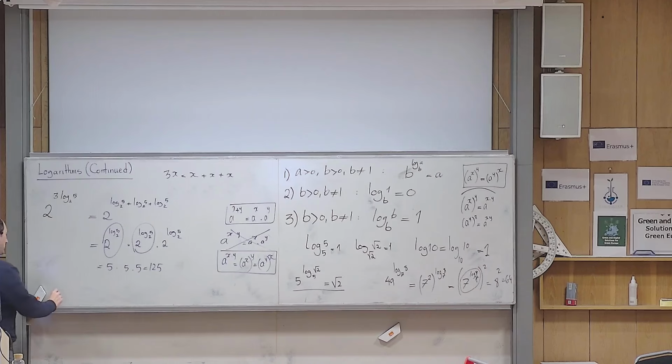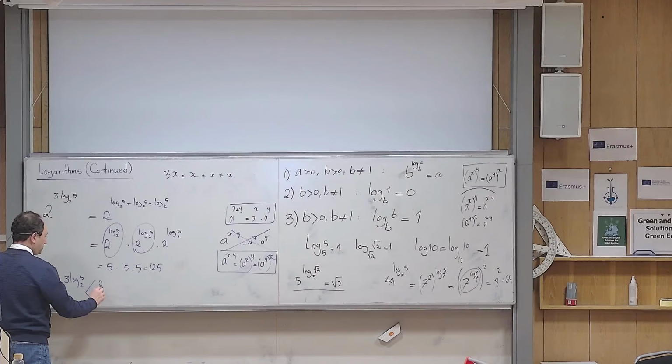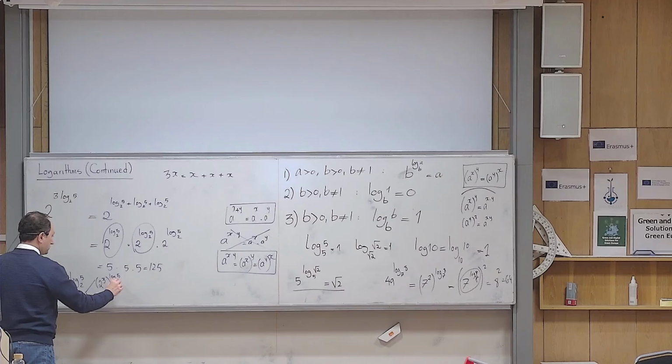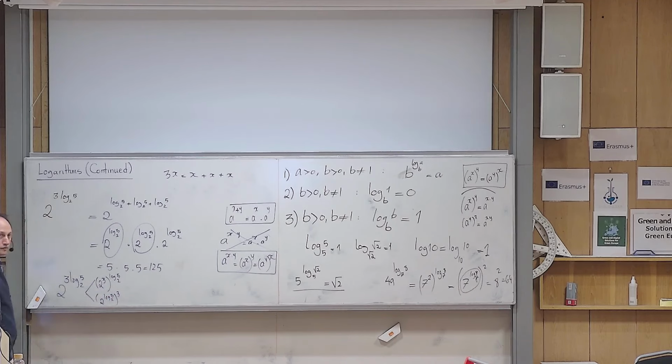Okay, so can you tell me now what is useful? Logarithm of 5 to the base 2. I can write it in 2 different ways. I can write 2 to the power of 3 to the power of log of 5 to the base 2. I can also write it as 2 to the power of log of 5 to the base 2 to the power of 3. Both of them are true, but one of them is useful.